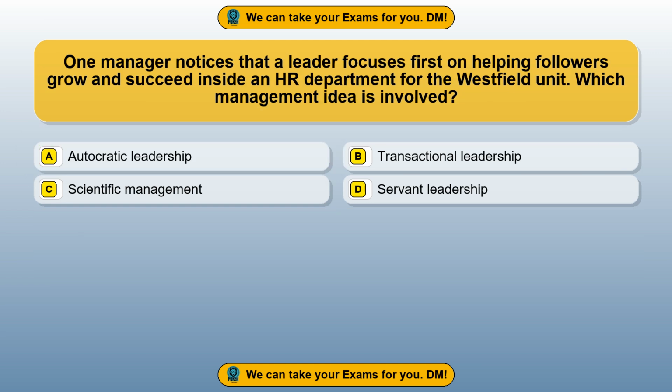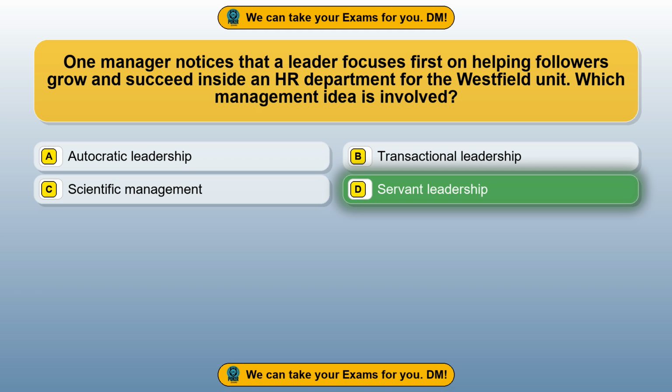Question 63. One manager notices that a leader focuses first on helping followers grow and succeed inside an HR department for the Westfield unit. Which management idea is involved? Option A, autocratic leadership. Option B, transactional leadership. Option C, scientific management. Option D, servant leadership. The correct answer is option D, servant leadership.